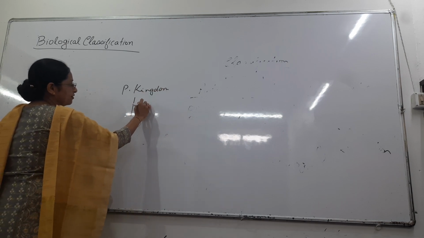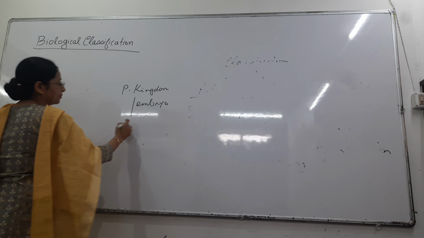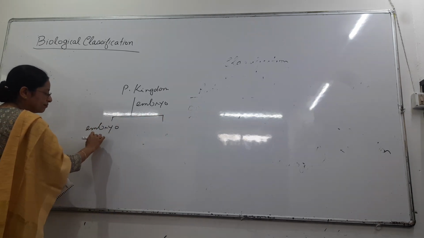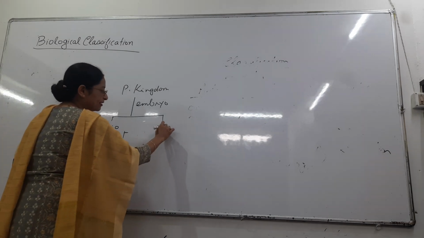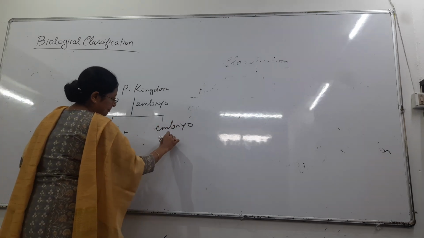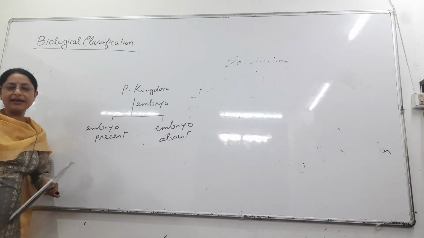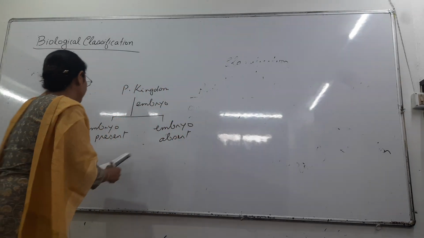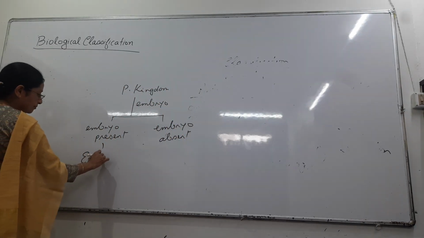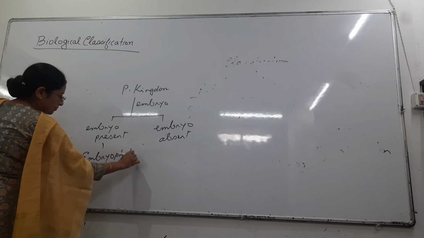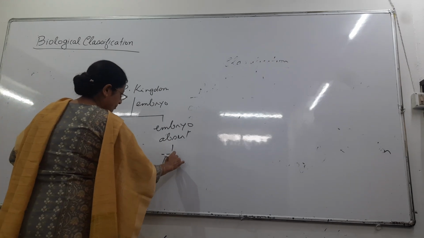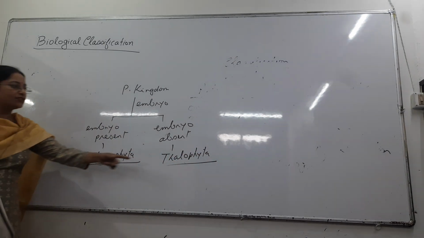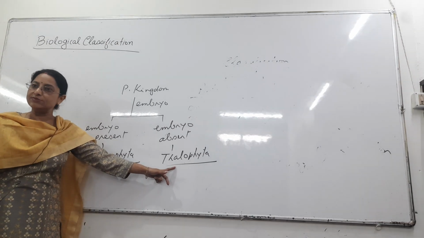On the basis of embryo he has divided into two groups: those plants in which the embryo is present and those in which the embryo is absent. Is the point clear? Those that have an embryo would be called embryophyta, and those without an embryo would be called thallophyta. Algae are called thallophytes, so algae are on this side.